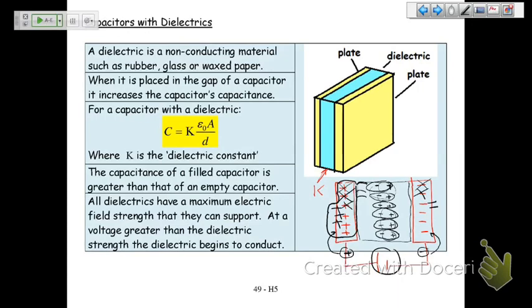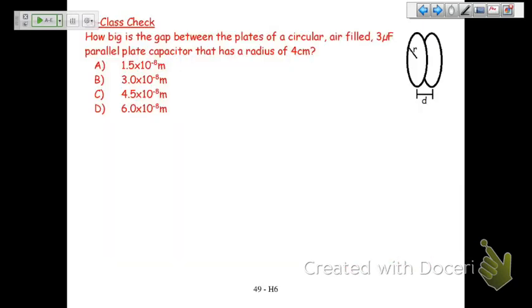It works. All dielectrics have a maximum electric field strength that they can support. If I put 1,000 volts across here, I'm going to burn a little bit of a hole through my piece of paper. And you can see that sometimes. And once the hole is burned, there's a bit of a conductive path, and so the capacitor's shot. At a voltage greater than the dielectric field strength, the dielectric begins to conduct.